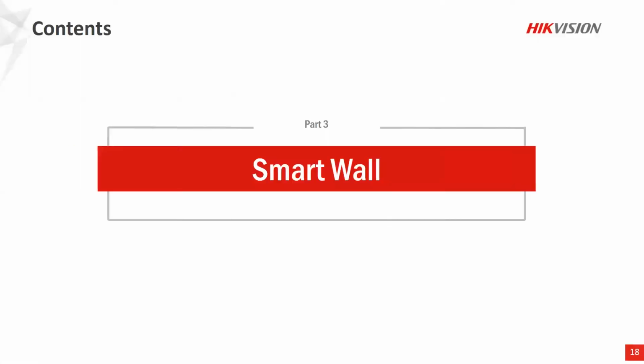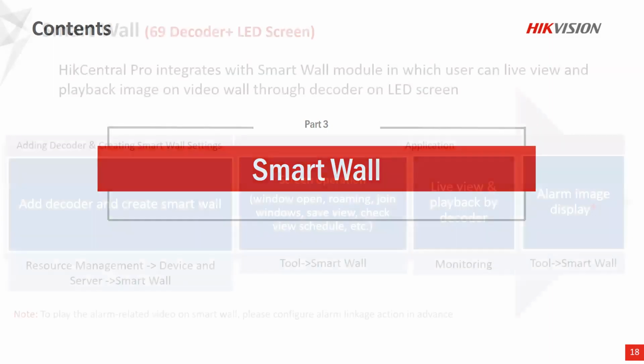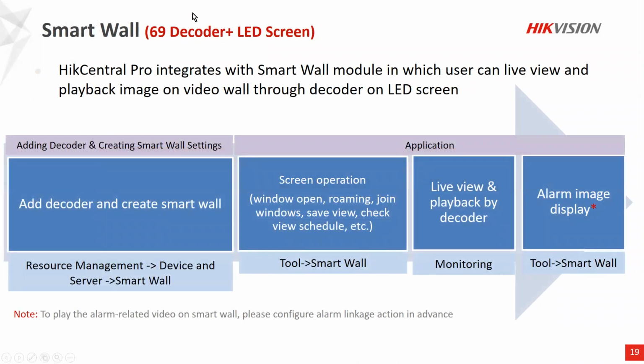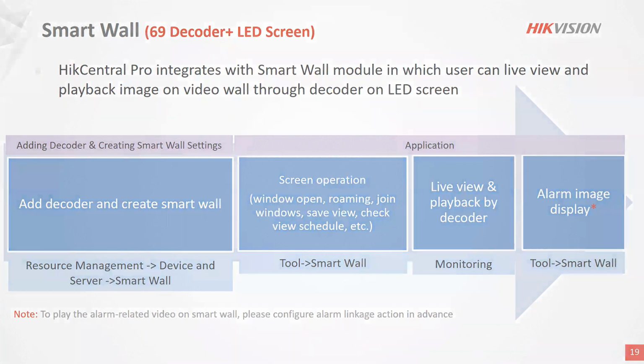Next up, we've got the smart wall, right? So the smart wall is our video wall or smart wall. Potato, depends on who you speak to. All right, so we're going to look at the 69 series decoders and the LED screens. All right, how do we set this up? So first of all, we need to add the decoder and create the smart wall layout. Right, from there, we're going to do the screen operation. So opening up windows, roaming windows, join windows, and then we need to do live views and playbacks via the decoder, and then also alarm image display. So our alarms can automatically pop up onto the video wall once they trigger. All right, let's quickly have a look at this.